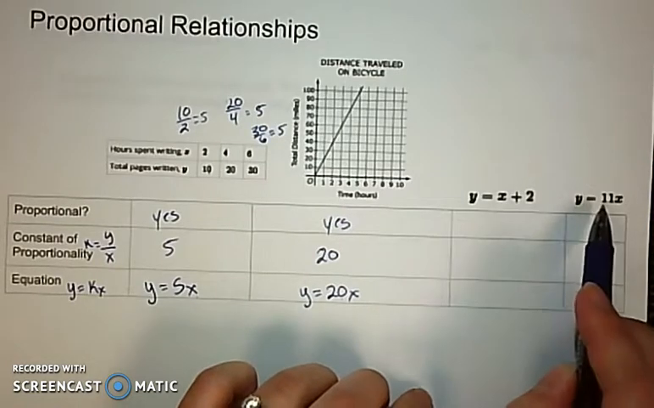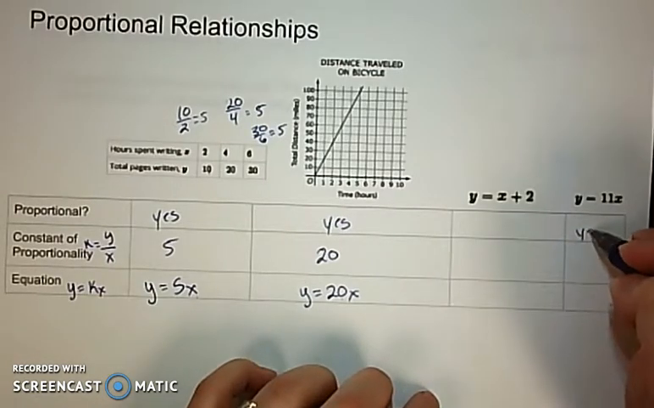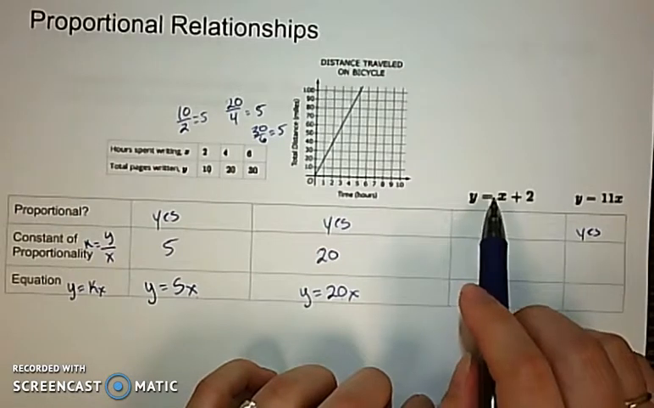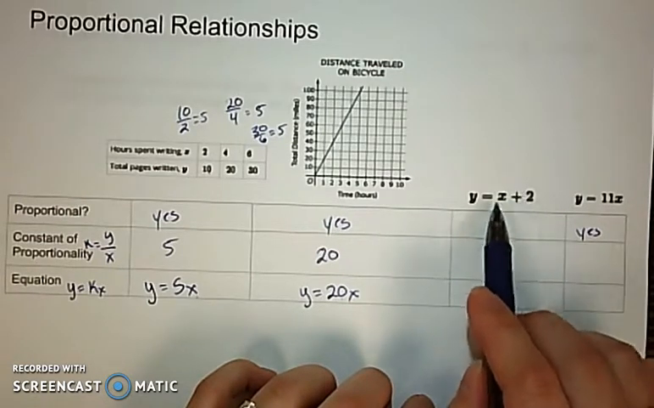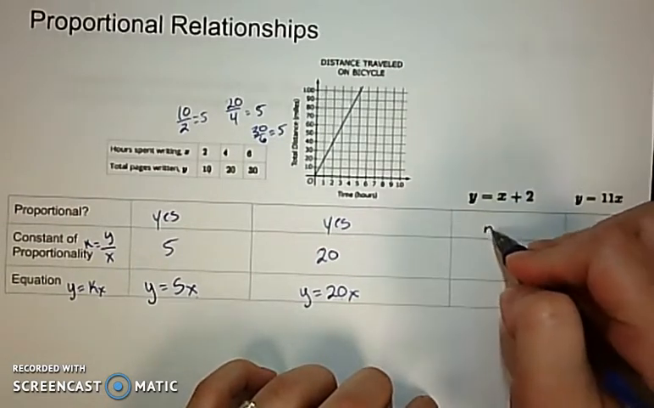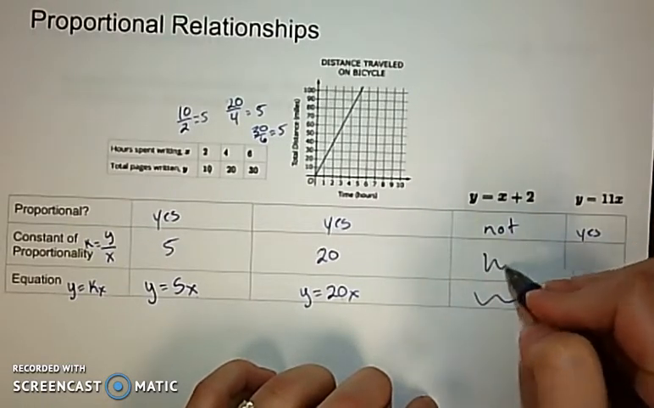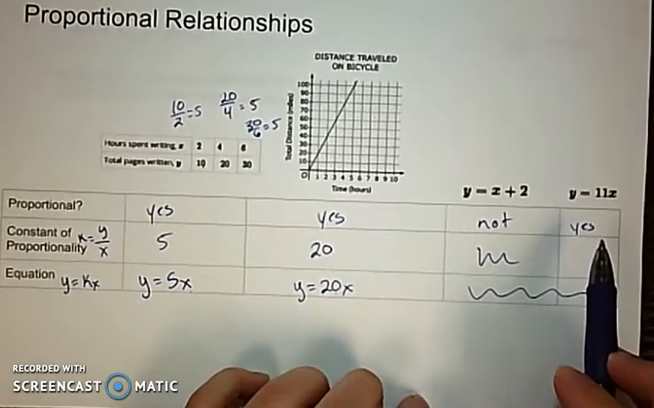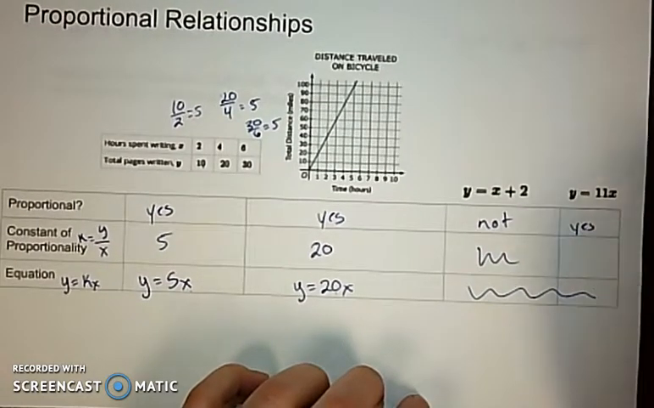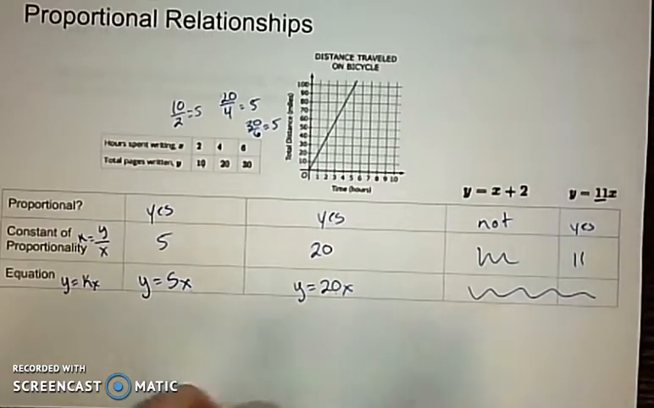So if we look at these, this one looks like that, so this would be proportional, but this doesn't, it has something being added in addition. So this one would not be proportional. We're not going to do these parts. Now, because this one is proportional, we can come up with our constant of proportionality, which again is just that number right before x. So in this case, that's going to be 11.